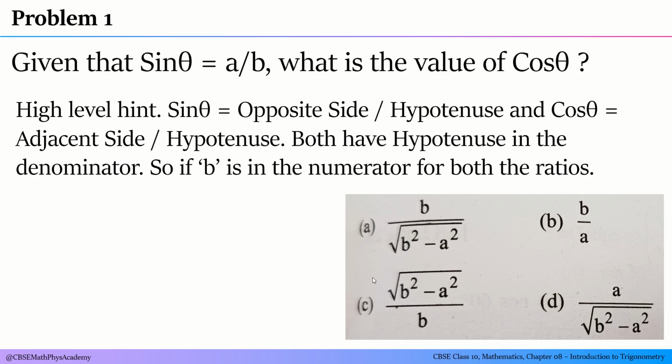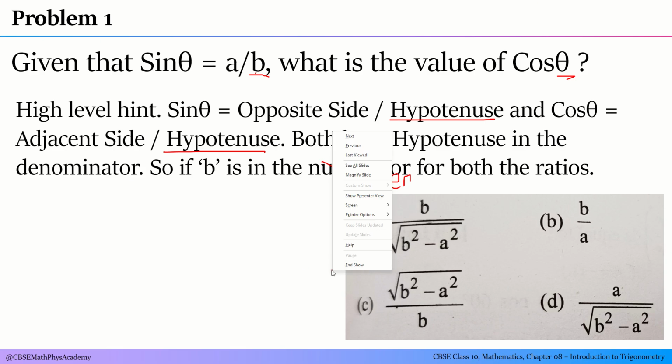The one high level solution is: sin theta is equal to opposite side by hypotenuse, and cos theta is equal to adjacent side by hypotenuse. In both, the denominator is hypotenuse. So if b is the hypotenuse in sin theta, cos theta should also have b as the hypotenuse. Here it's a mistake, I have put it as numerator; it should be denominator. The one option which has b in the denominator is option C. But this is not the way that you should solve it. I'm giving this as a high level pointer for you to quickly validate your answers.